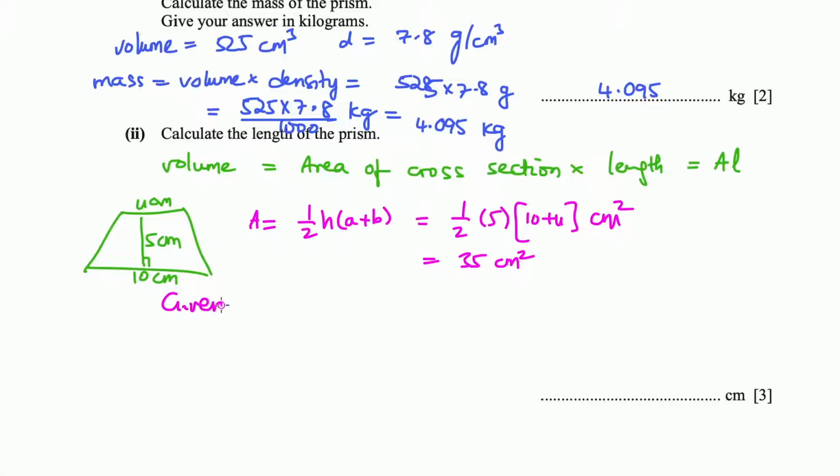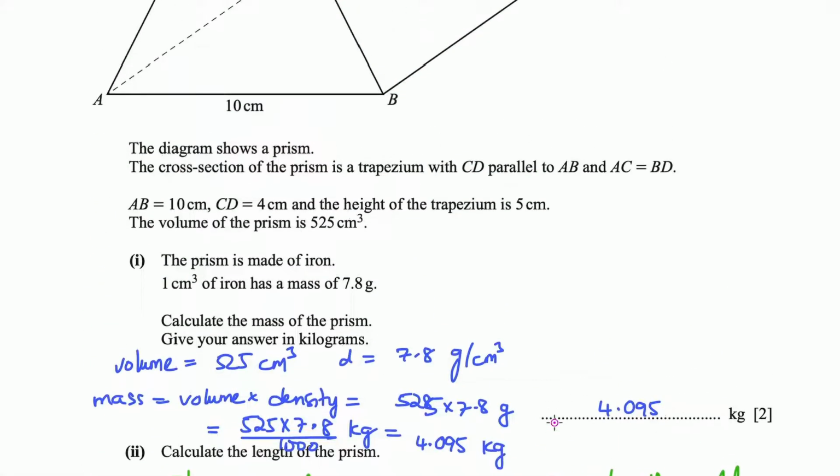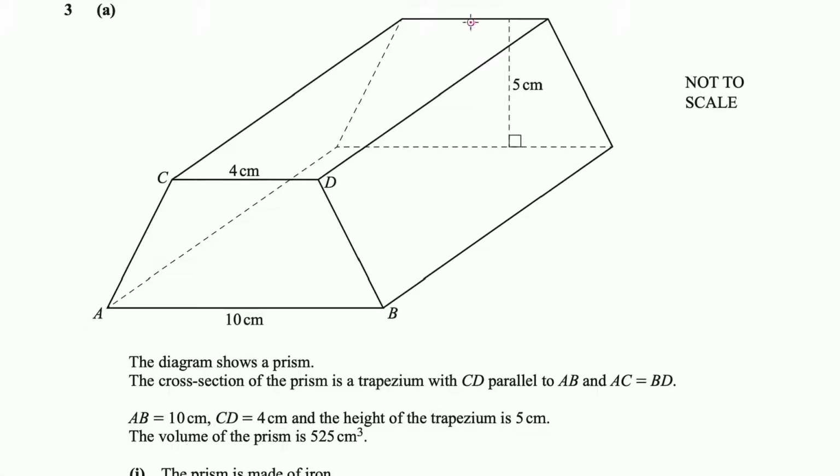So given that the volume V is equal to 525 centimeter cube, therefore L would be equal to V by A, which is 525 divided by 35 in centimeter square. So centimeter cube by centimeter square, only 1 centimeter will remain, which is nothing but 15 centimeter. So the length of the entire prism is given to be 15 centimeters.